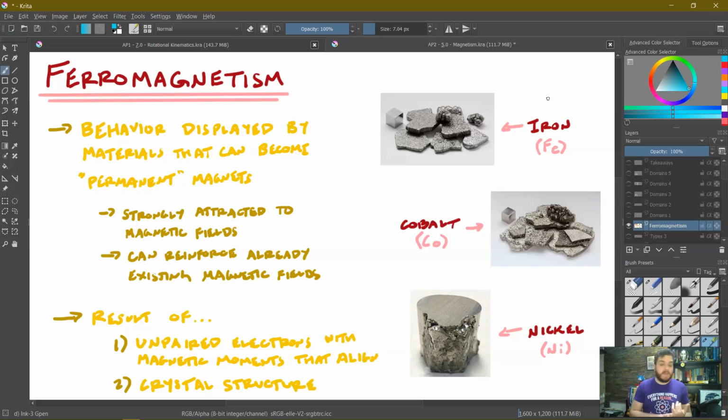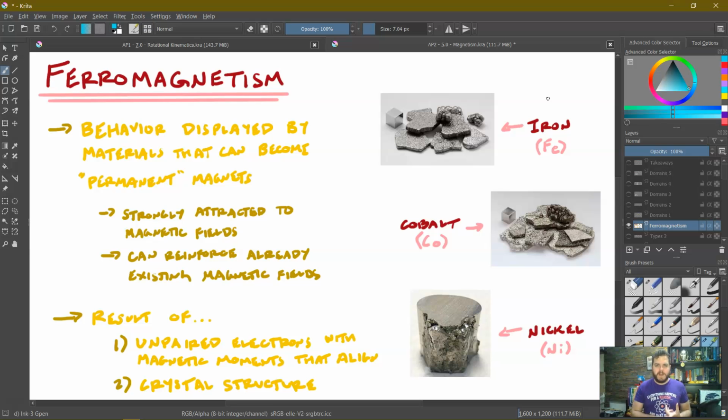They are, one, strongly attracted to magnetic fields, so if placed in a field they're going to be attracted to it, and they can also reinforce already existing magnetic fields. So if you have a magnetic field and I bring a ferromagnetic material to it, I can make it even stronger. And how are these materials different from other materials?